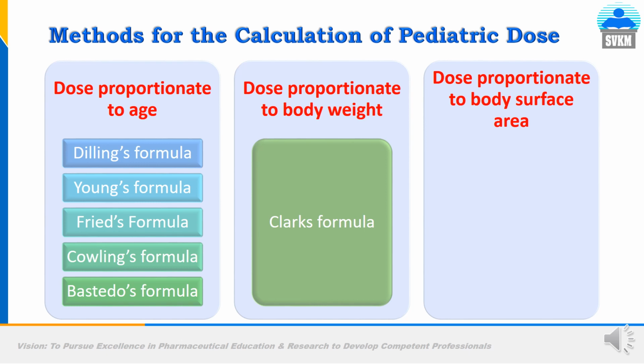The next factor is dose proportionate to body weight. Here one formula is given, that is Clark's formula, and based on that formula we can calculate the pediatric dose based on the body weight. The next is dose proportionate to body surface area. Already we discussed that formula, that is child dose is equal to adult dose multiplied by body surface area of that child in meter square divided by 1.73 meter square. So that is the methods of calculation of pediatric dose.